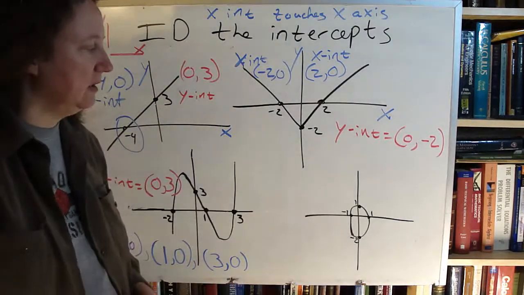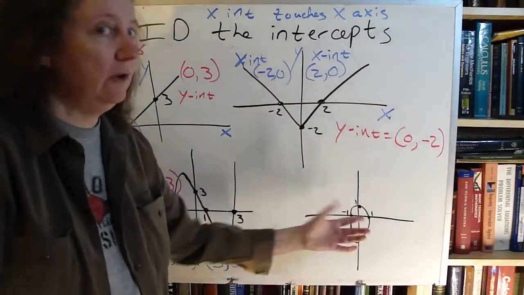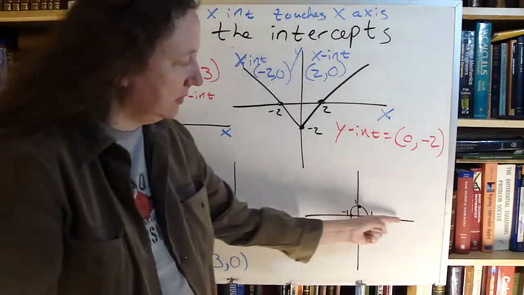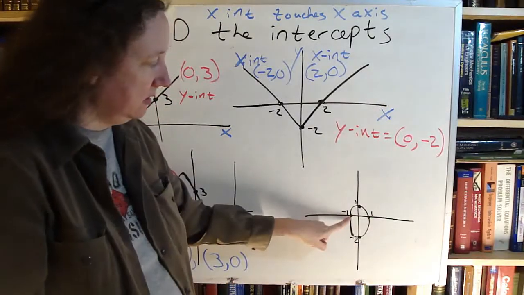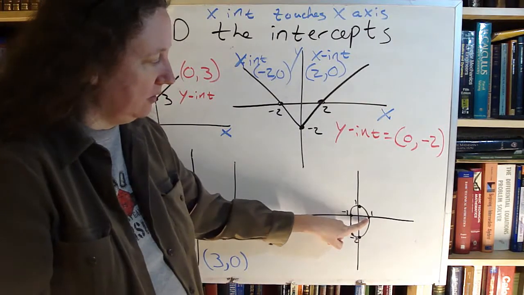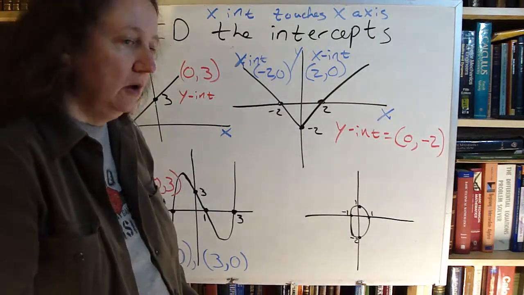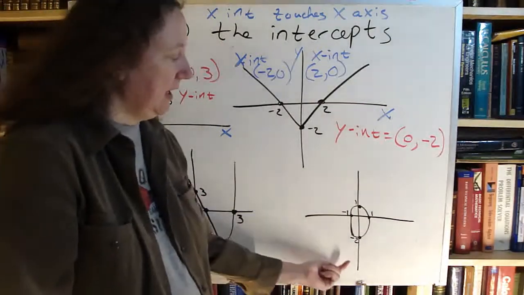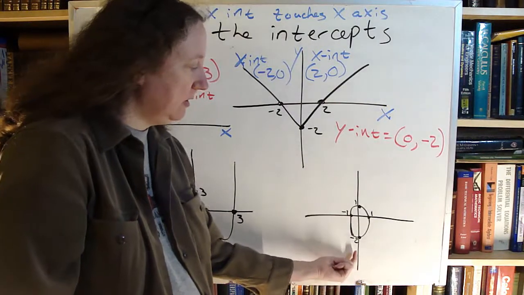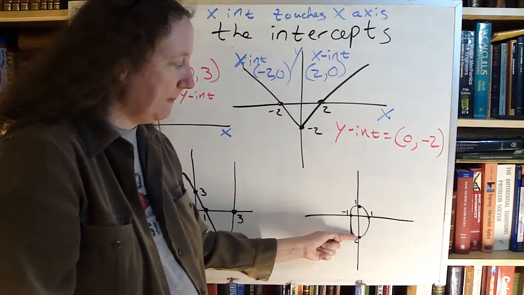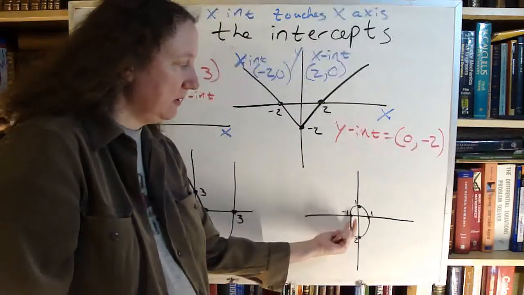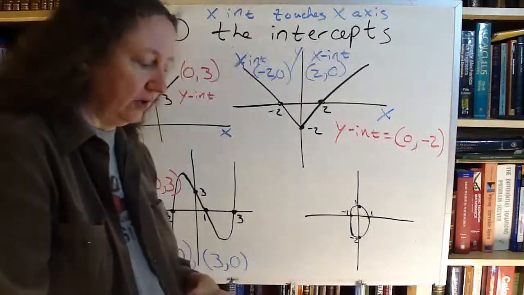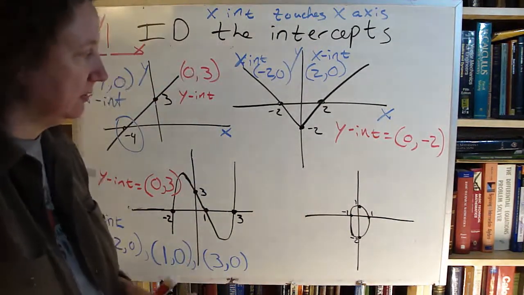One more example over here. It's a circle of sorts. It's an oval. As I look at my x-axis, I see it hits there. Continuing on, I see it hits there also. So I have two x-intercepts. Looking at my y-axis, as I go up, I see it hits there. I continue going up, I see it hits there also. So I have two y-intercepts. I need to list all four intercepts.